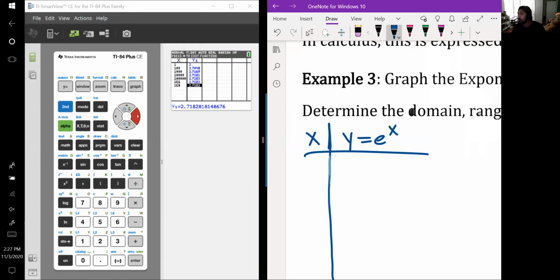Okay, so back to this. We're graphing. So how do you graph e to the x? You use the same method that we used above in the last two problems. Let's go ahead and pick the most popular numbers.